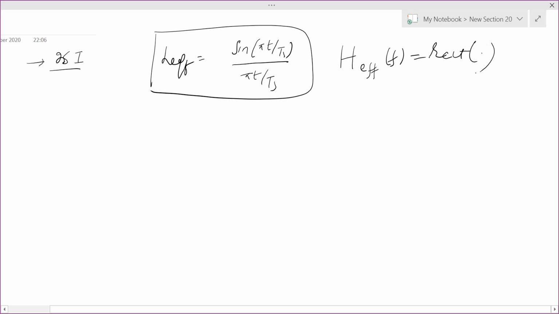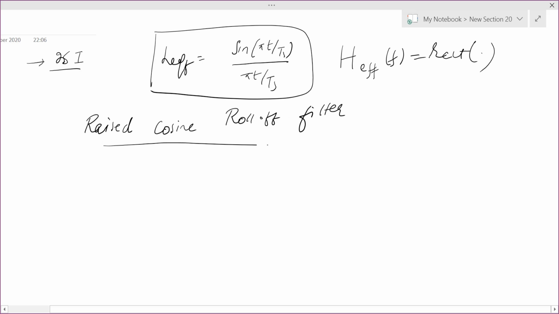Now there are different filters for shaping the pulses before they are actually transmitted over the channel, so that we avoid intersymbol interference, out of which one of the famous ones is the raised cosine roll-off filter. This is very popular, and it was used. It's not used now, maybe in old systems. It was used in some Wi-Fi systems and in older communication models.